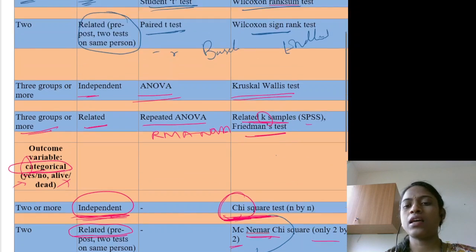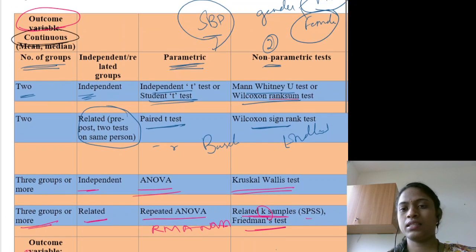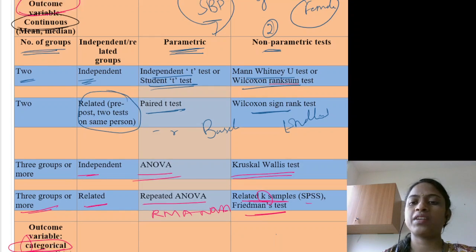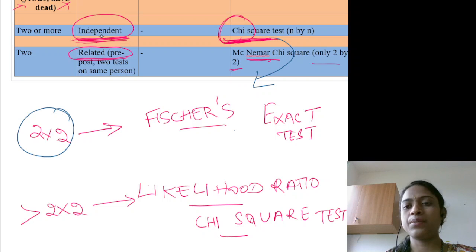So this is how we choose a hypothesis test. First, we need to check what is the type of the outcome variable. If the outcome variable is categorical and independent groups, we'll use chi-square test if the assumptions are satisfied. If the assumptions are not satisfied, then if it is a 2 by 2 table, we'll use Fisher's exact test. If it is not a 2 by 2 table, we'll use likelihood ratio chi-square test.